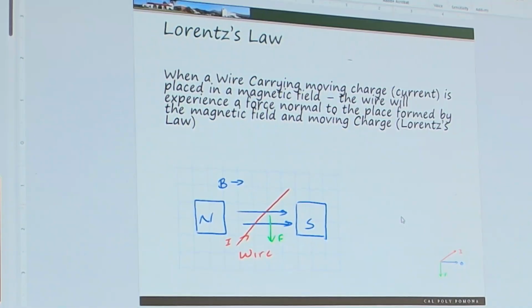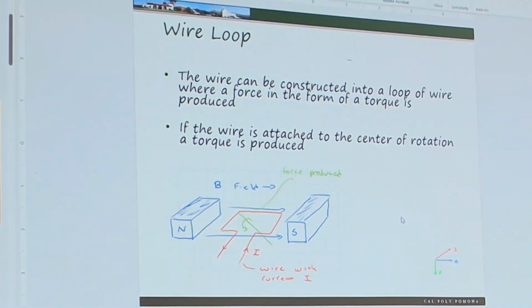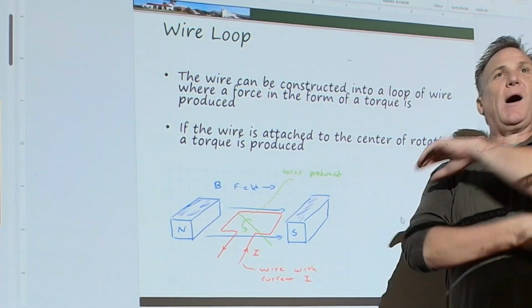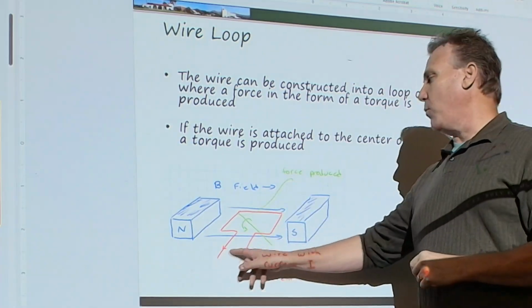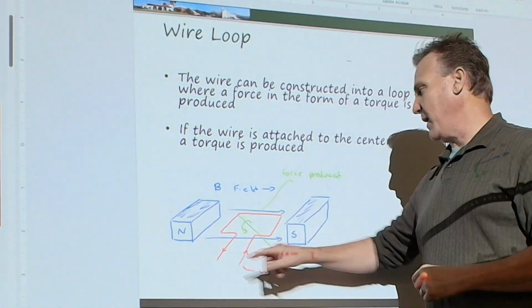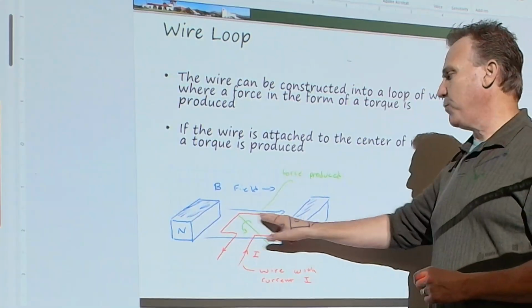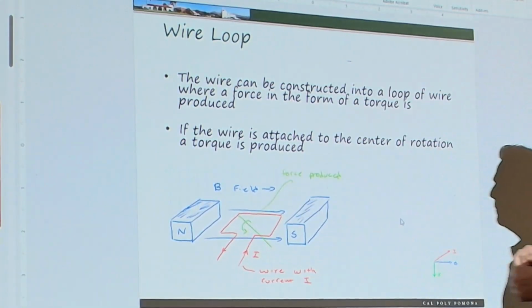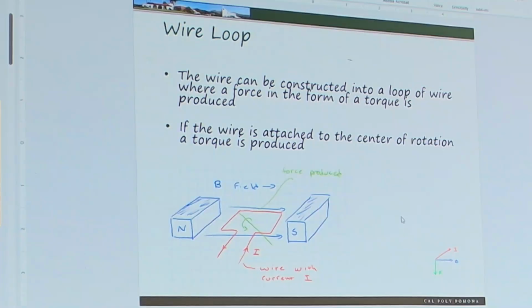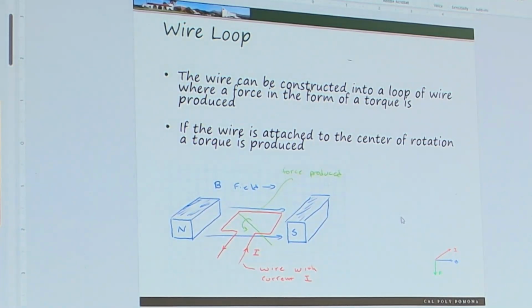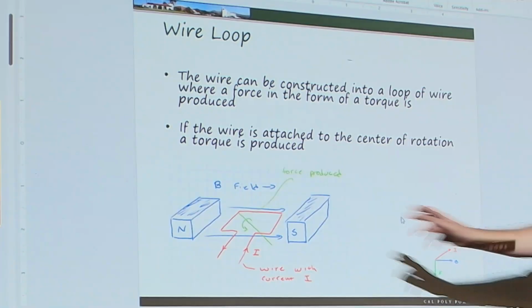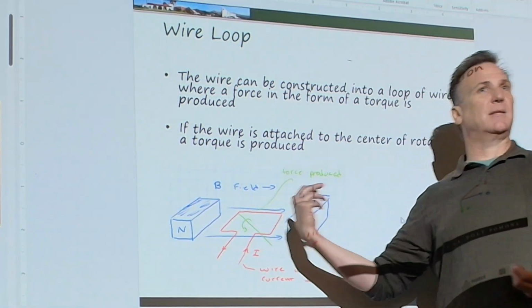What that allows us to do is be a little smarter about this. Instead of just having a wire with a force, what if we created a wire with a loop? Again, we have our B field. When we apply a current to this wire loop, we get a force produced. That's the application of Lorentz's law. That's what allows us to generate a torque from the current. And I say torque because we're dealing with a rotational force, so this is going to want to rotate about that axis.